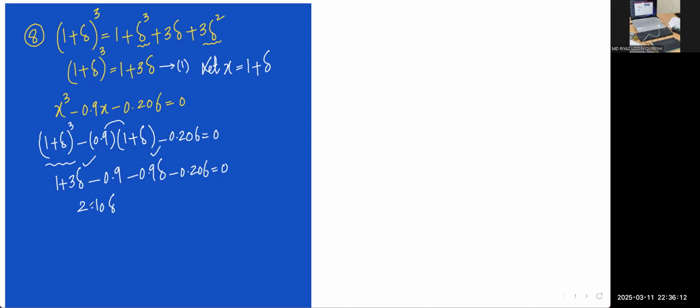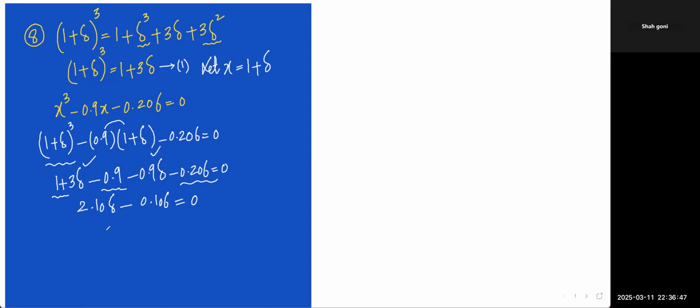2.1 delta, and the rest of these three values you have to simplify. That is 1 minus 0.9 minus 0.206. You can also do it with the help of the calculator, so that you immediately get your required answer. And you can be satisfied with the answer also. Minus 0.106 is equal to 0. Right?